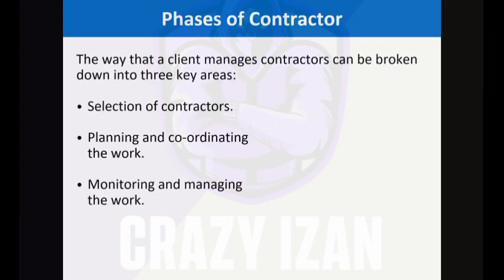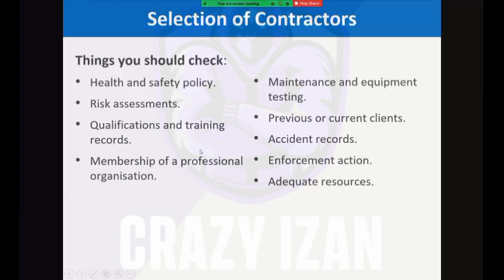So basically, there are three phases of contractor management. Okay. So the first phase of contractor management is selection of a contractor. This is the most important phase. If you select the wrong contractors, it means you are going to suffer. So you need to select contractors properly. Then we have planning and coordinating the work. So after you've selected the contractor, you need to plan things properly and you need to coordinate the work properly. Then there is monitoring and managing the work. So once you have appointed them, they have started the work, you monitor their work and manage them appropriately.